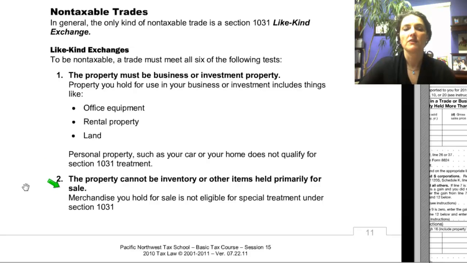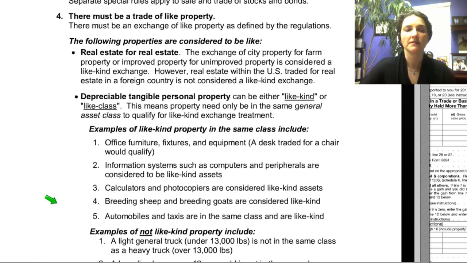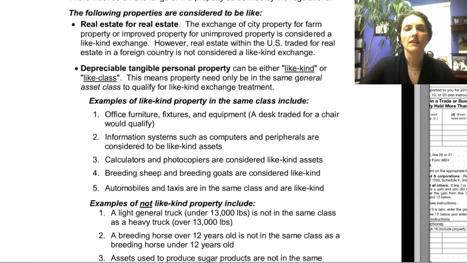Number 2, the property cannot be inventory or other items held primarily for sale. Merchandise you hold for sale is not eligible for special treatment under Section 1031. Number 3, the property cannot be stocks or bonds. Separate special rules apply to the sale and trade of stocks and bonds. Number 4, there must be a trade of like property.